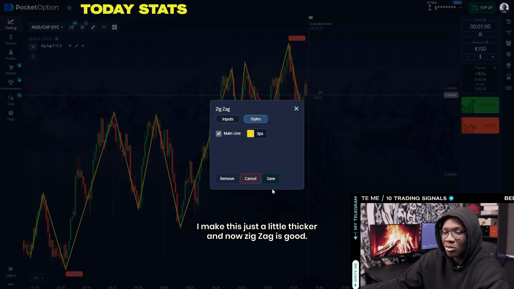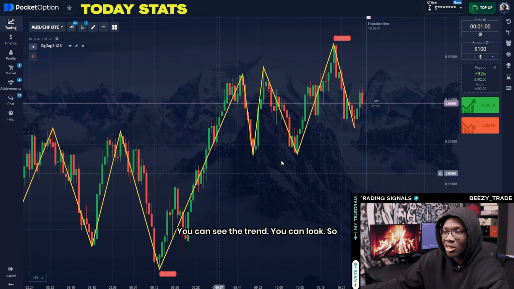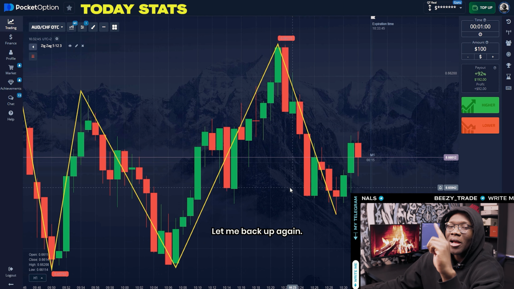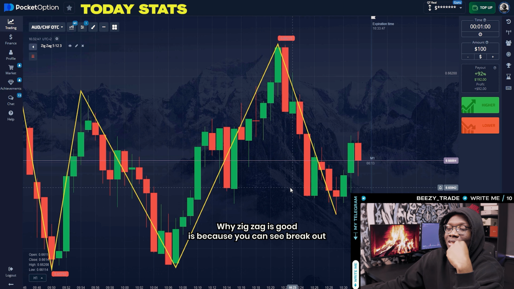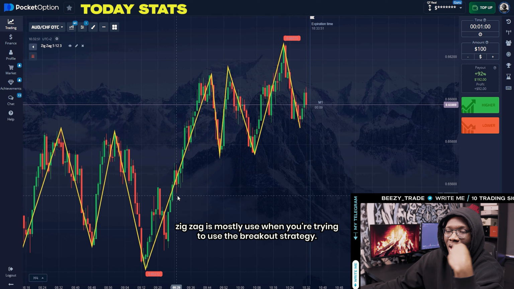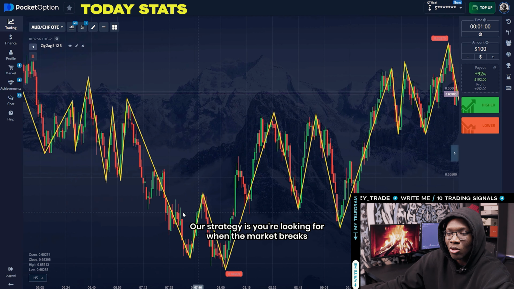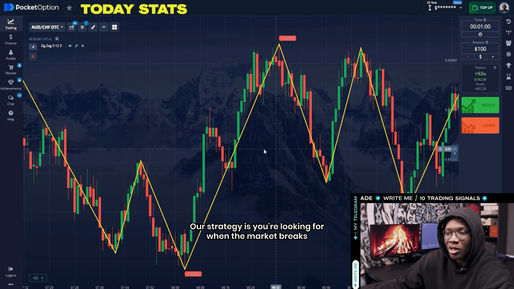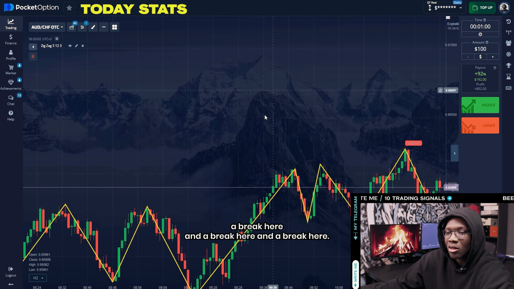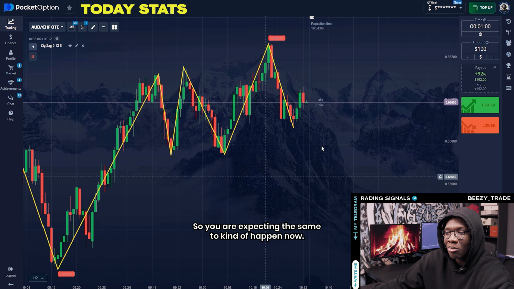I make this just a little bit thicker, and now ZigZag is good. You can see the trends. Let me back up again. Why ZigZag is good is because you can see breakouts. ZigZag is mostly used when you're trying to use the breakout strategy. What's the breakout strategy? The breakout strategy is where you're looking for when the market breaks. So you can see a break here, a break here, a break here, a break here, and a break here. So you're expecting the same to happen now.